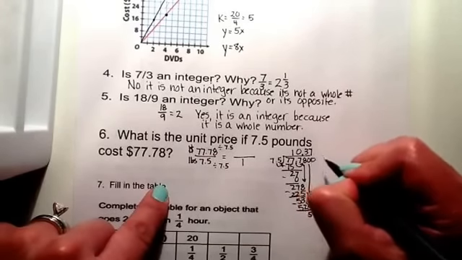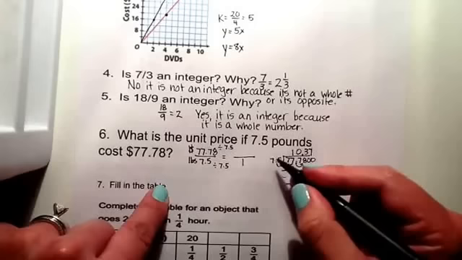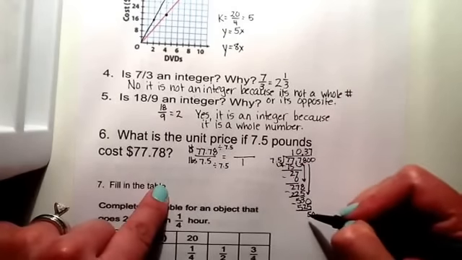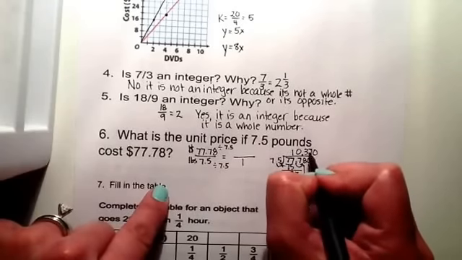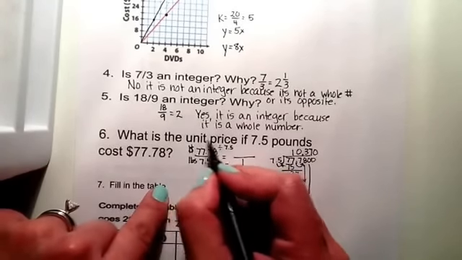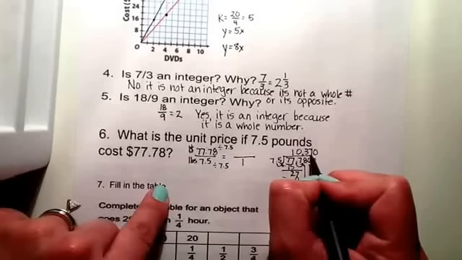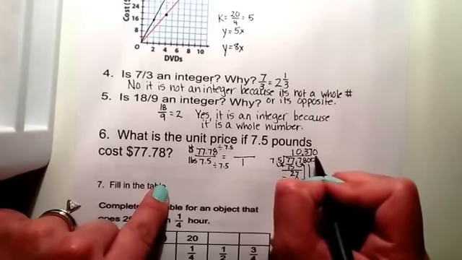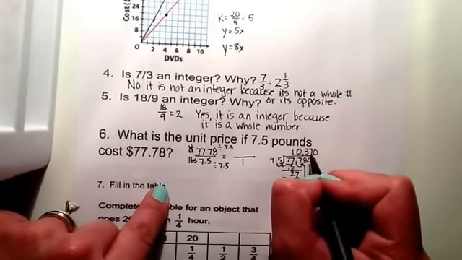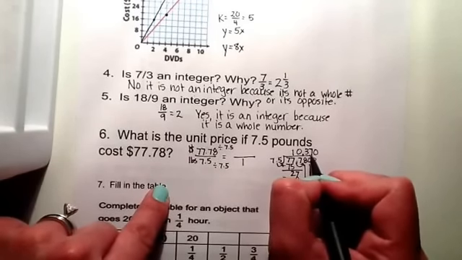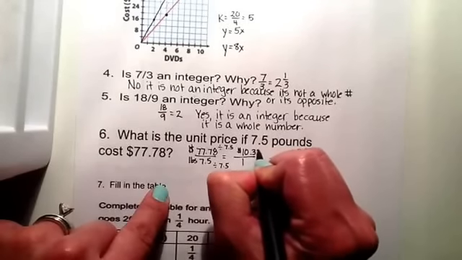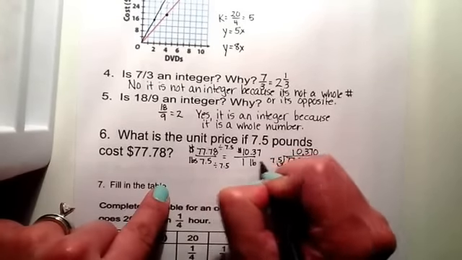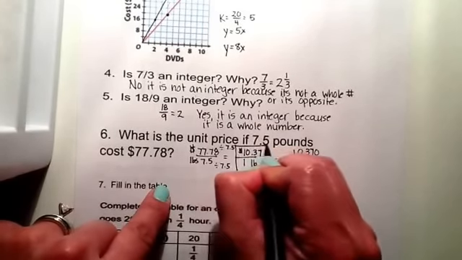If I were to add a 0 and bring it down and keep dividing, 75 goes into 50 0 times. But I can stop right there because remember we're talking about a unit price and money ends at the hundredths place. So I just have to go to the thousandths place to see what happens to my hundredths place. And in this case, the number to the right is a 0, so the 7 is going to stay the same. So my unit price should be $10.37 per pound. That is my unit price.